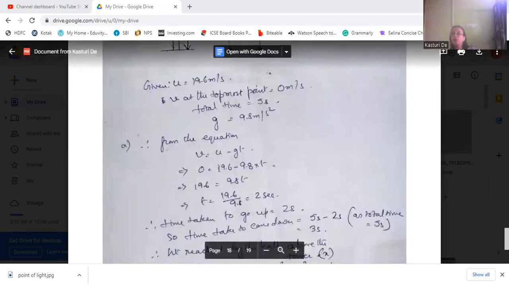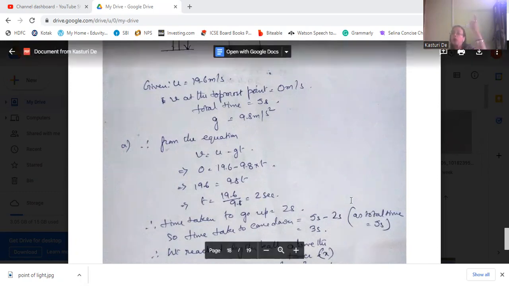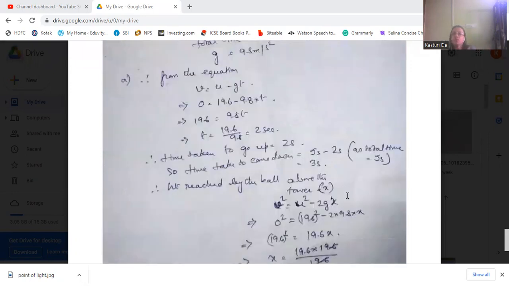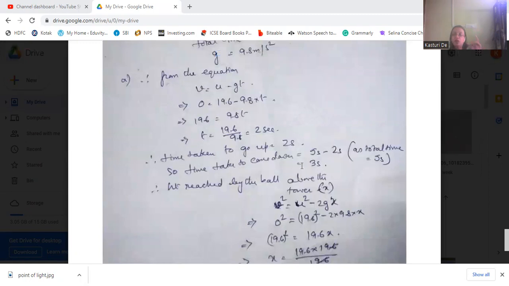So from the equation v is equal to u minus gt, time will be equal to 2 seconds. Okay, this is the time for the ball to go up from the top of the tower to the top. Now, time taken to come down. Total time is 5 seconds. So 5 minus 2, that means 3 seconds to come down.